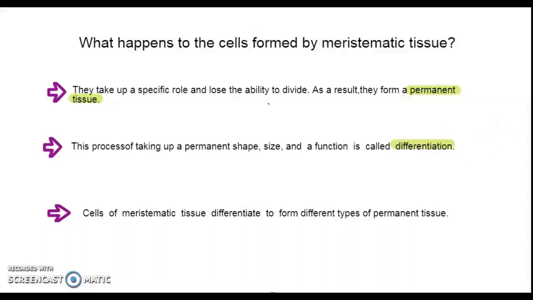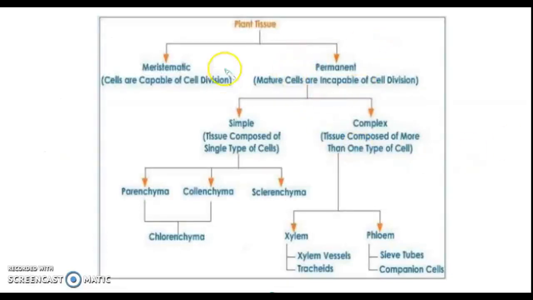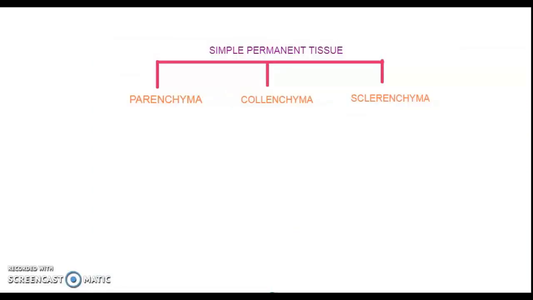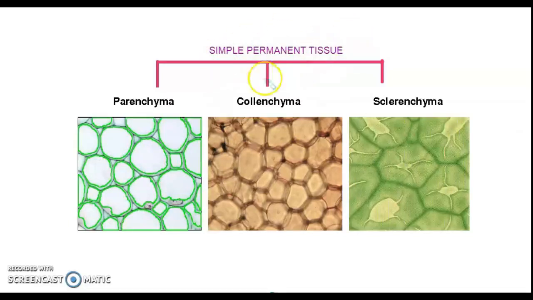So, now let's see the differentiation or classification of permanent tissue. As we have seen earlier, the permanent tissue are classified into simple and complex, where the simple permanent tissue are further classified into parenchyma, collenchyma and sclerenchyma tissue. So, we are going to study about each of this tissue in detail. So, let's just start with the parenchyma cell.